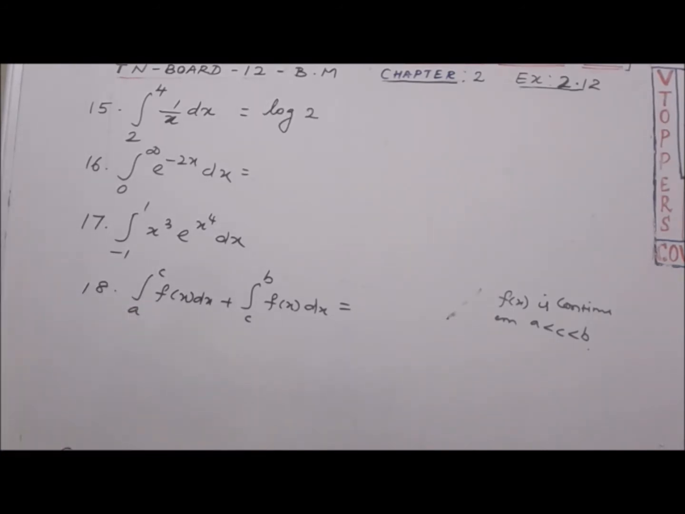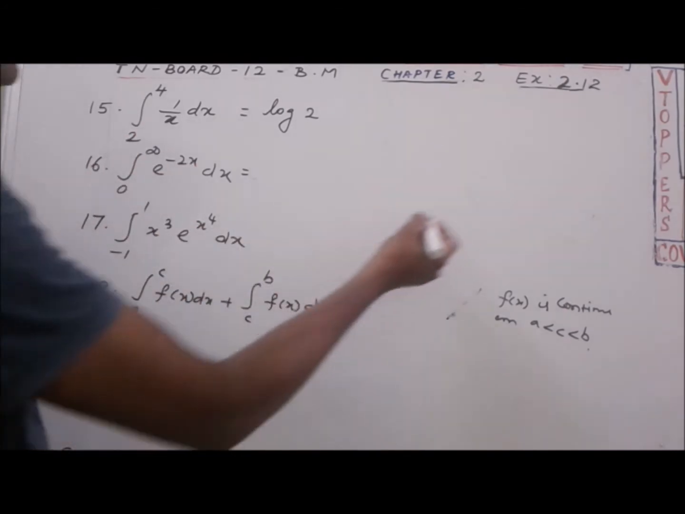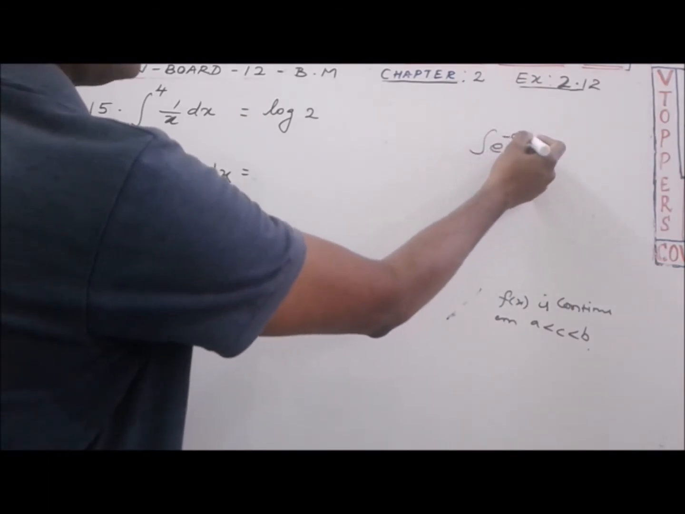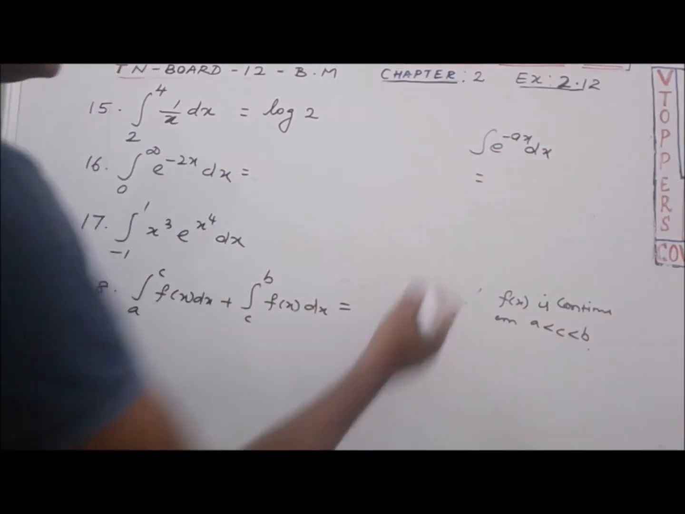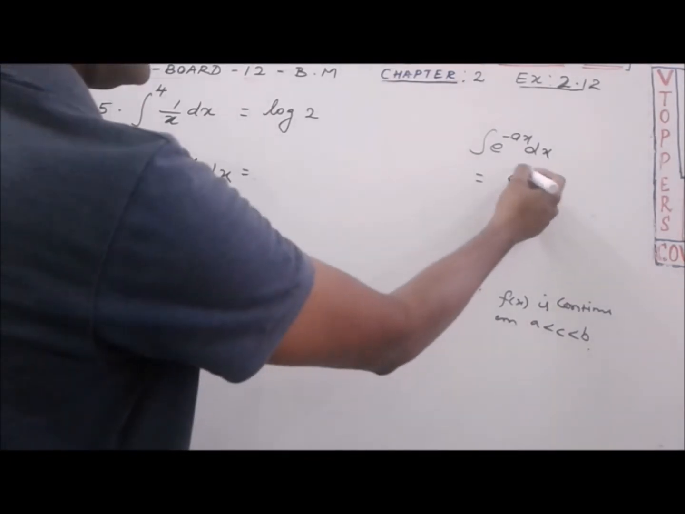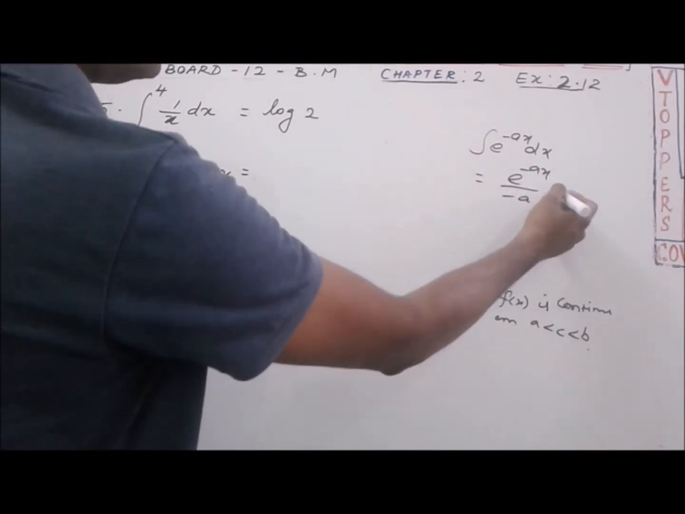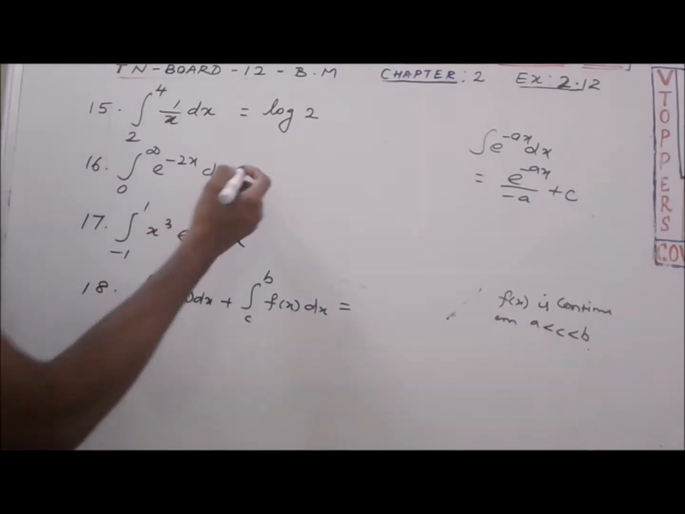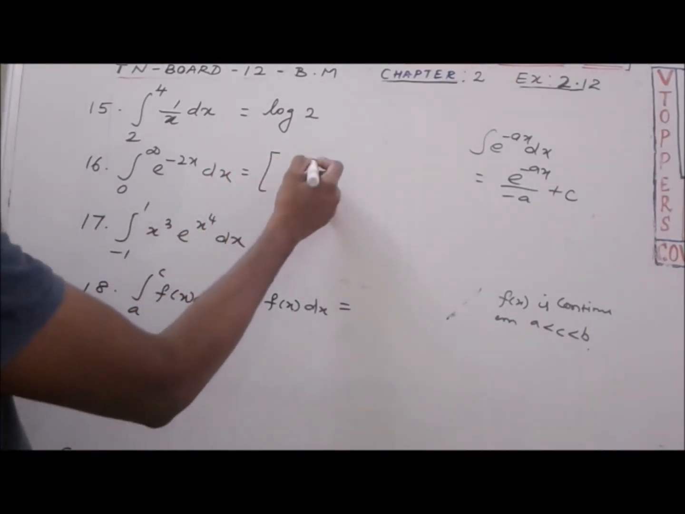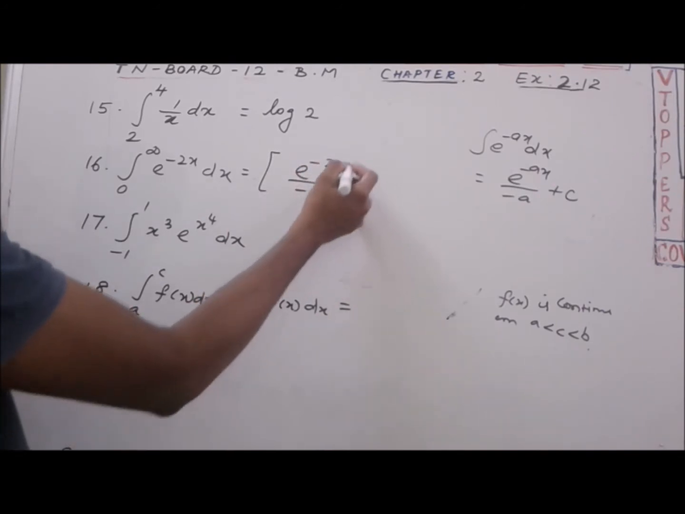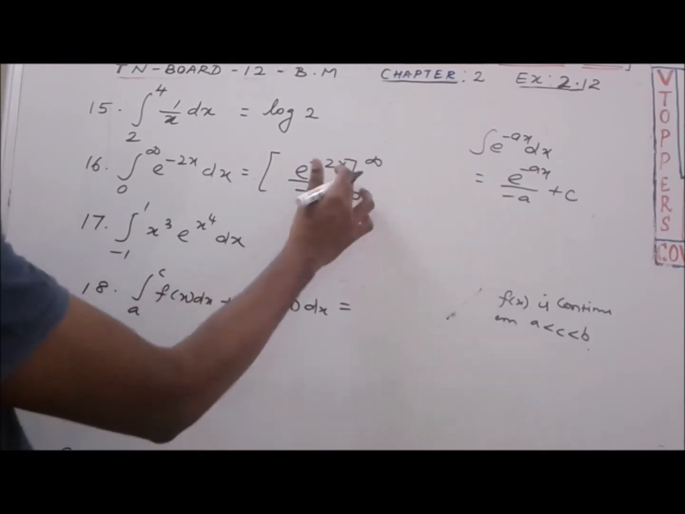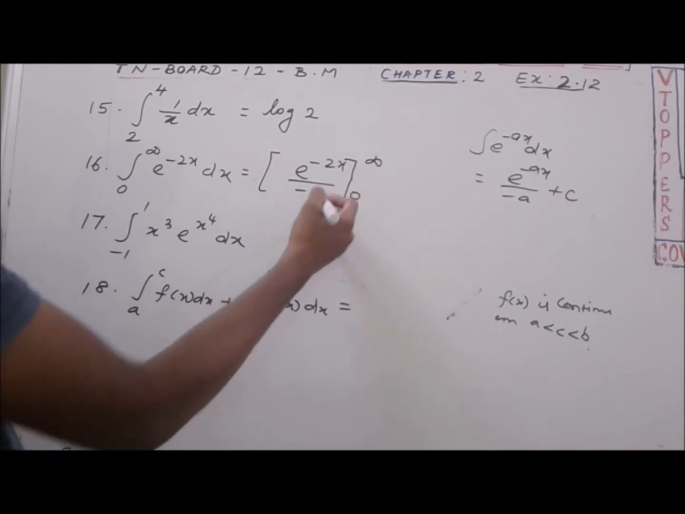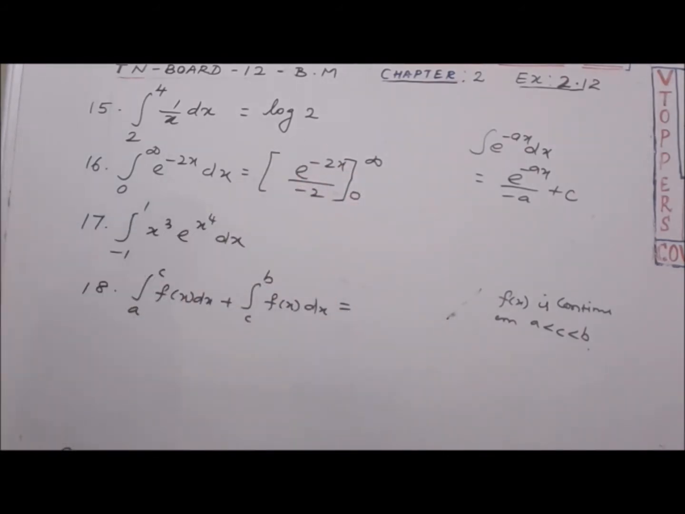Next one, question number 16. Integral 0 to infinity e power minus 3x dx is equal to. Now this is in the form of integral e power minus ax dx. For this we have the formula e power minus ax divided by minus a plus c. So substituting the formula here, we have e power minus 3x by minus 3, limit 0 to infinity.